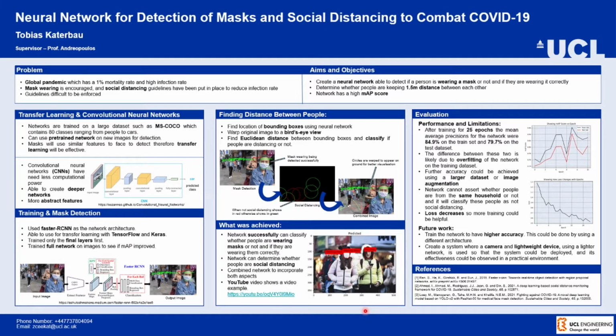Currently, there is a global pandemic of COVID-19. This disease has a death rate of 1% and a very high infection rate, meaning that it'll be of utmost importance to prevent its spread and eradicate it.